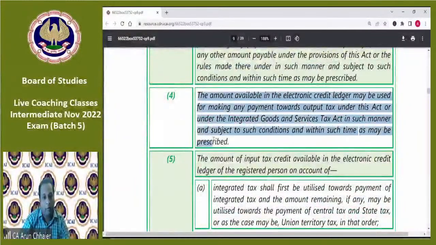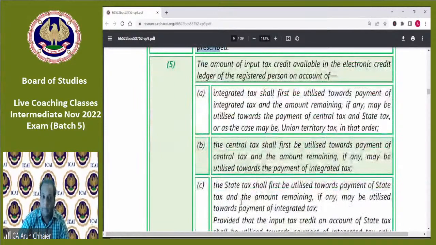Section 49.4 talks about the amount available in the credit ledger, which may be used for making any payment toward the output tax under this Act or under IGST, subject to such conditions and such restrictions and within such time as may be prescribed. Correct? The amount of input tax available, this particular 49.5, we have completely discussed in the ITC chapter, fully along with practical examples.